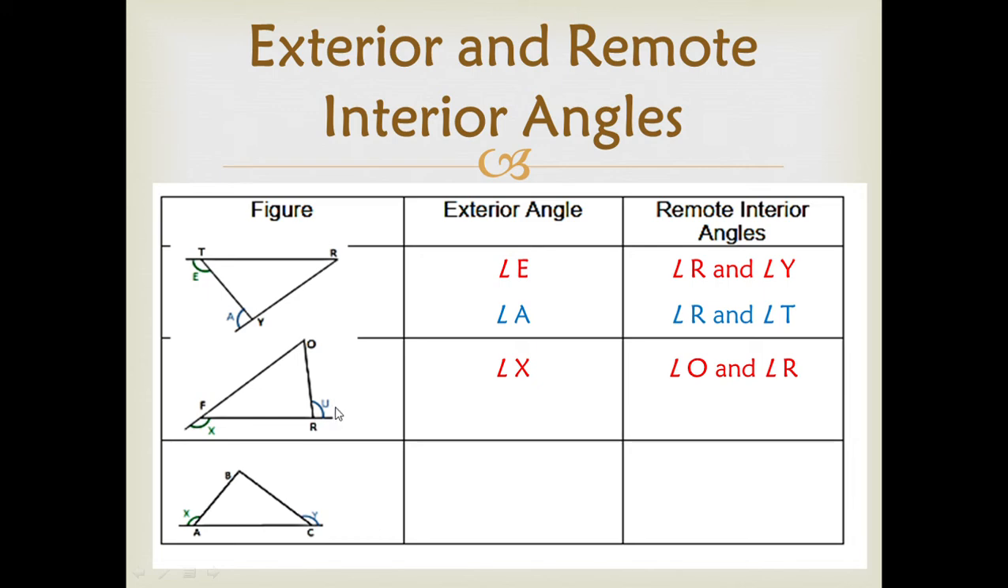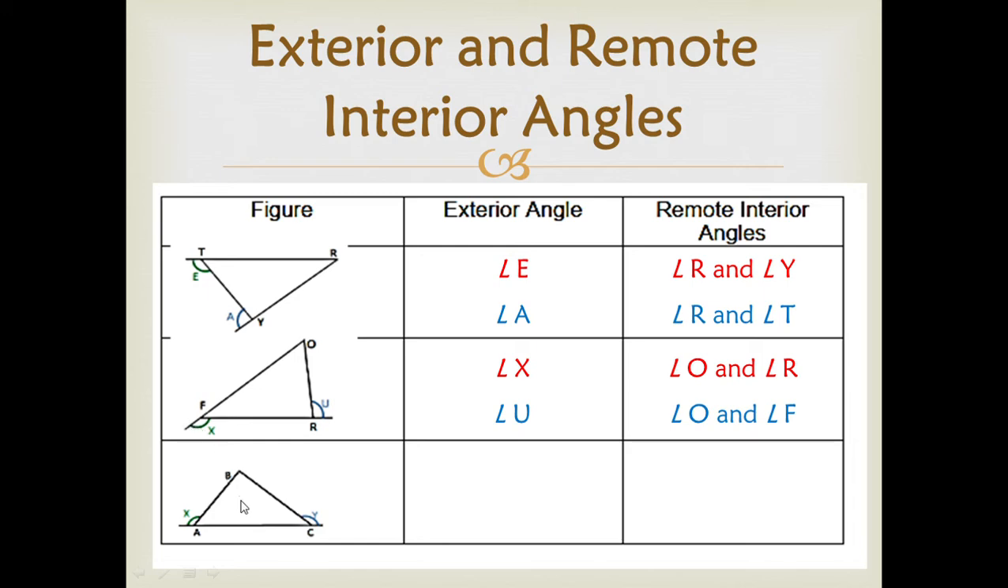Kapag si angle U naman ang ating exterior, ang kanyang remote interior angles ay sina O and F. Kasi ang kadikit ni angle U ay si R. So, ang hindi niya kadikit ay yung dalawang angles na sina angles O and F. Yun yung remote interior angles niya.